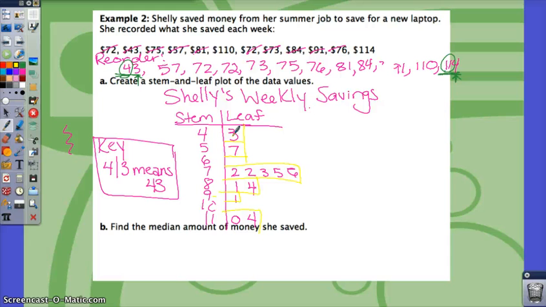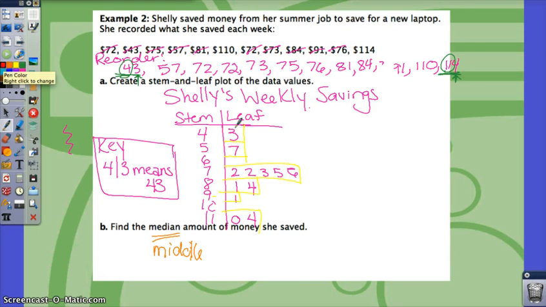All right, so find the median amount of money. Sometimes you are asked to do this from a stem and leaf plot, and hopefully you remember that the median is another word for middle. The nice thing about the stem and leaf plot is the data values are already in order. So all you have to do is find the middle from the lowest to the highest.